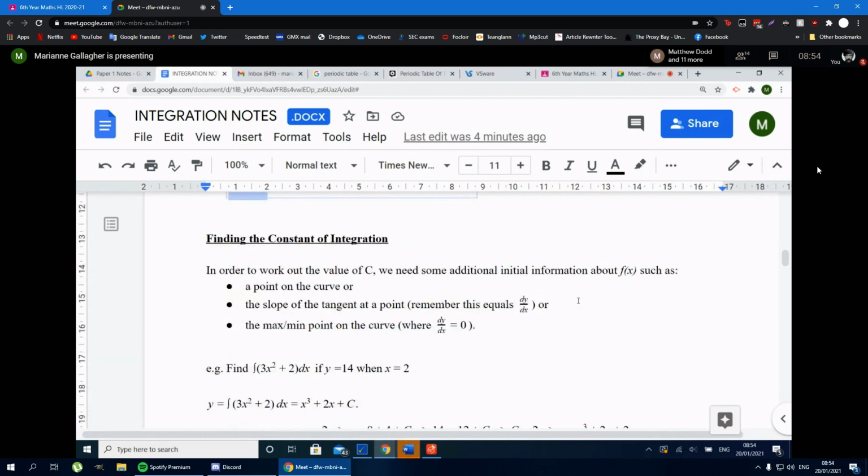For the constant of integration, we're used to working this out. You need some additional information, okay? They might give you a point on the curve. So it might be something like f of 3 equals 5, okay? So if you sub in 3 for x, then you know that y is 5, and that'll allow you to work out c, okay? Does that make sense?